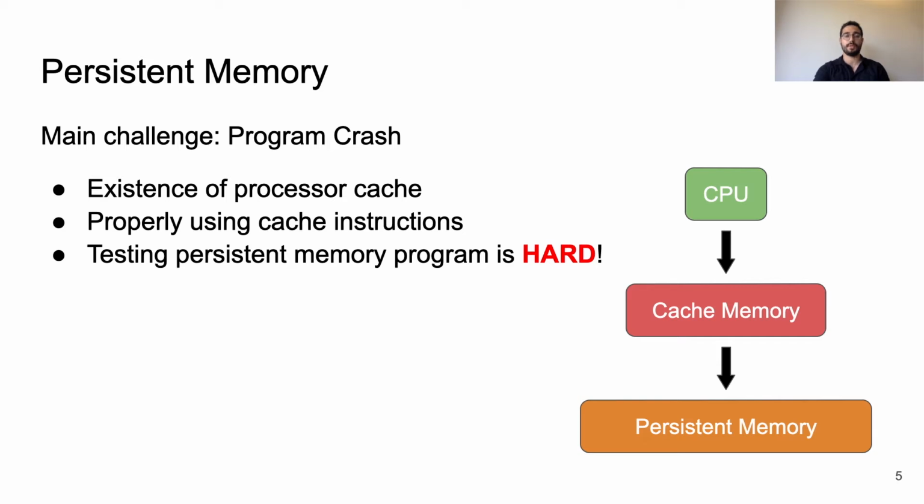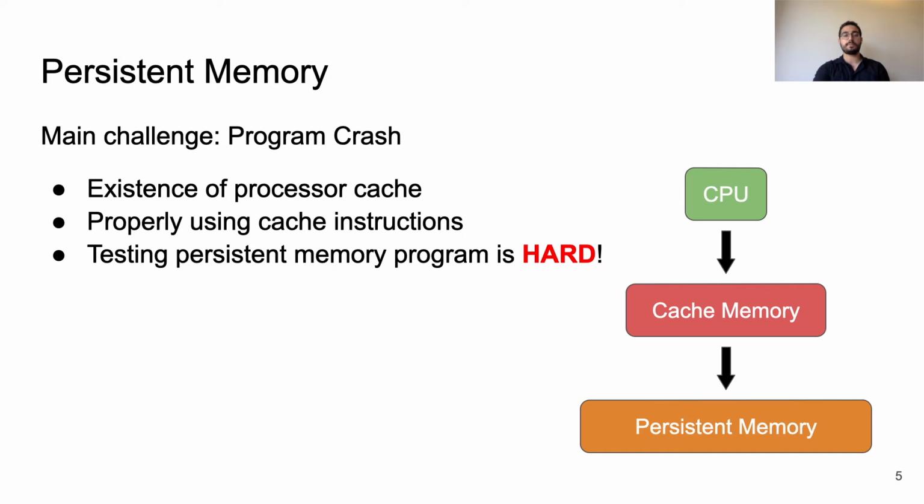This is challenging because stores are not immediately written to persistent memory. They are initially written to the volatile processor cache, and the persistent memory is eventually updated when the cache line is written back due to space constraints. So the order in which a write becomes persistent can be different from the intended program order.